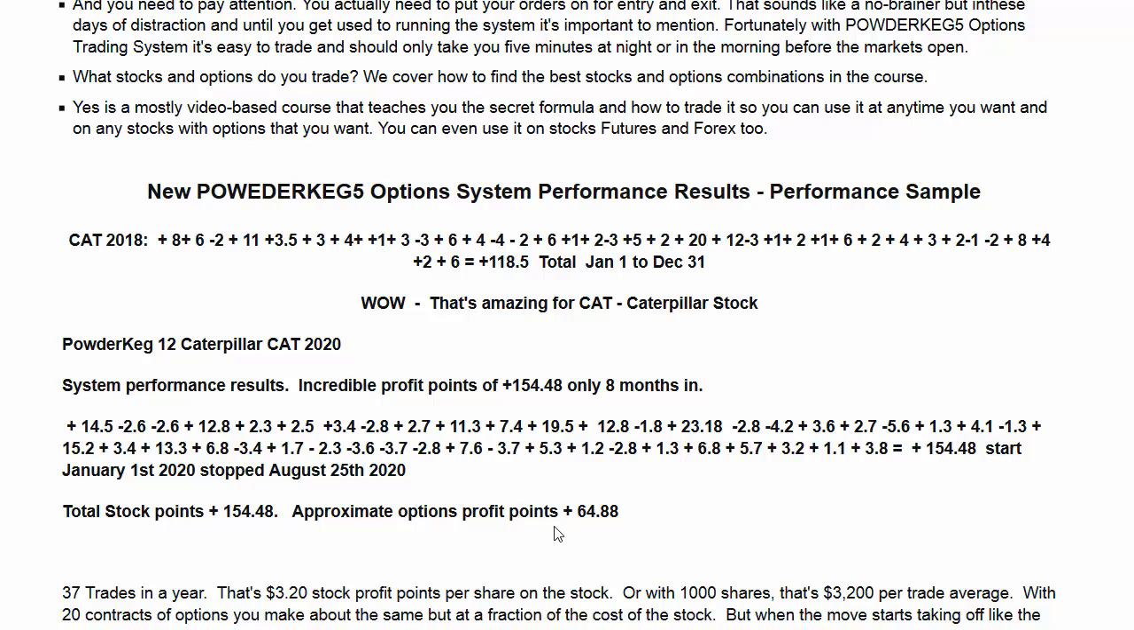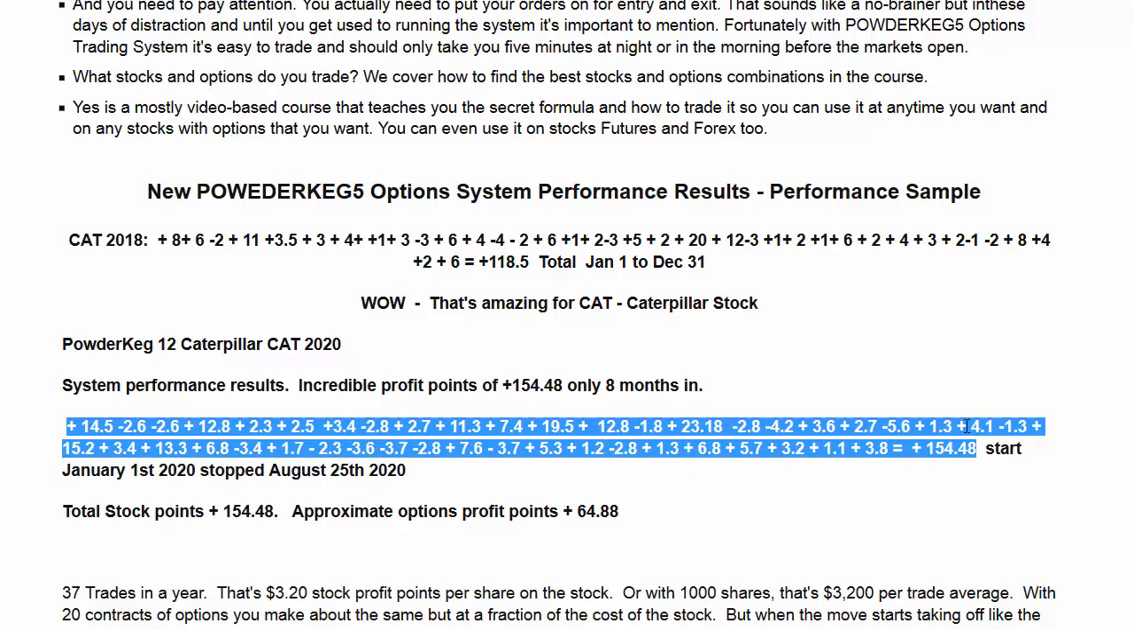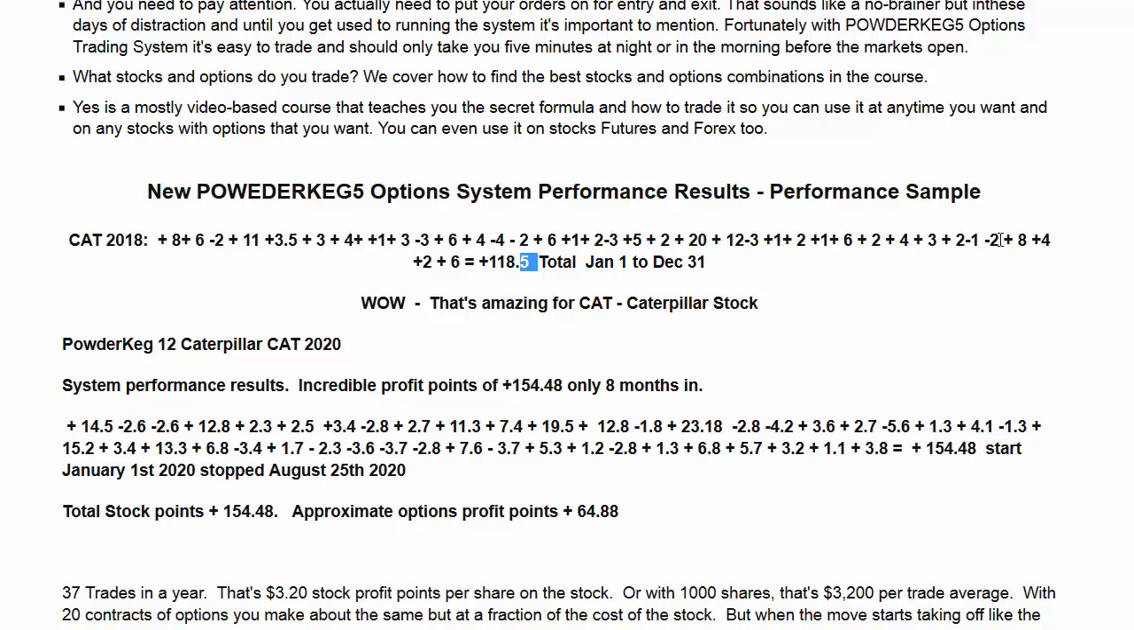All right, so you could get started today and put this to work for yourself, and maybe you could get these types of returns on your favorite stock. So that is for Caterpillar. That's really, really good. All right, that's it.